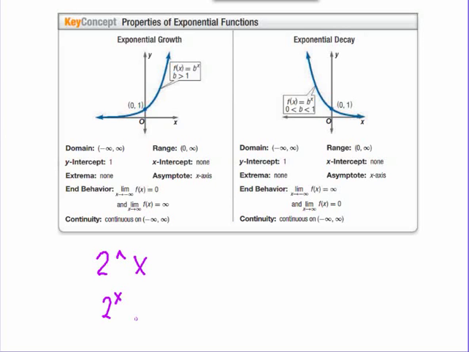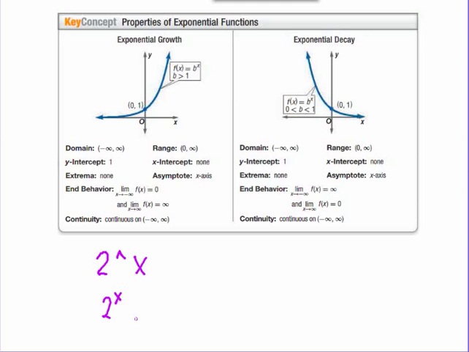Okay, so let's go ahead and look at this. We're going to turn off the... So now you're going to notice this is an exponential growth function. Why do we call it exponential growth? Because it goes up. 2 to the x. A few things about this graph.